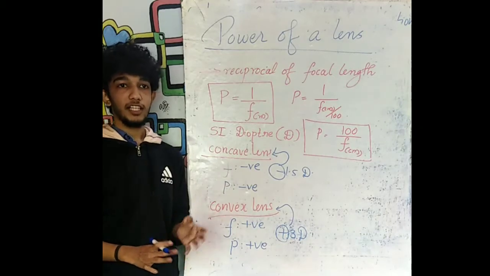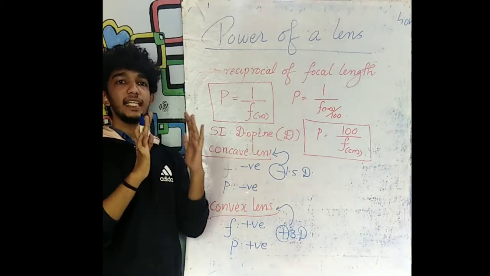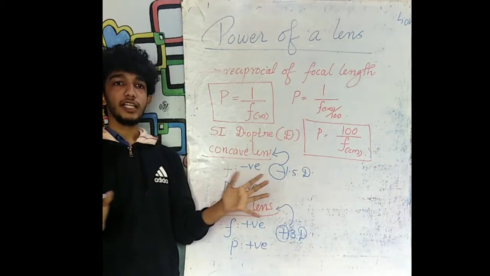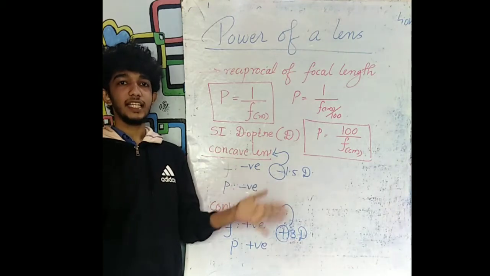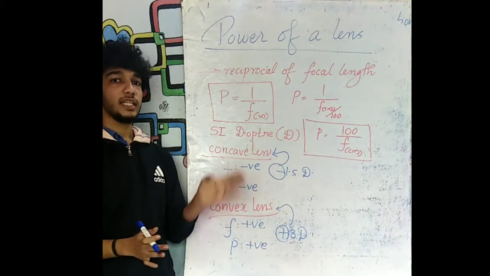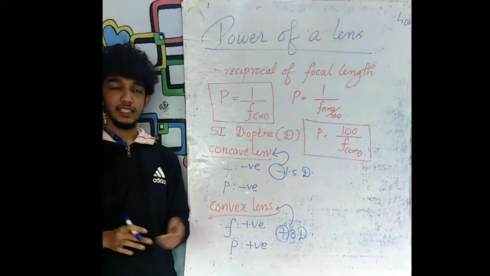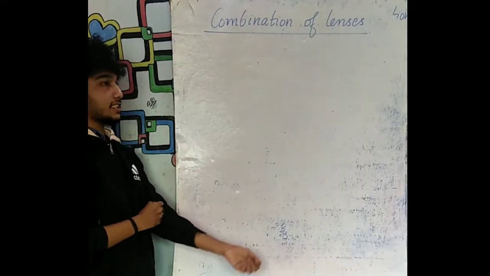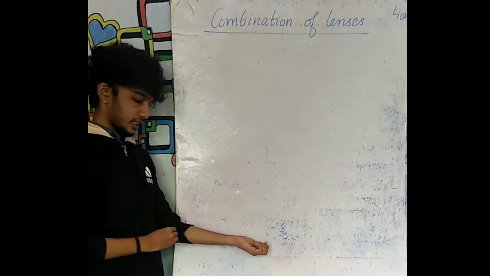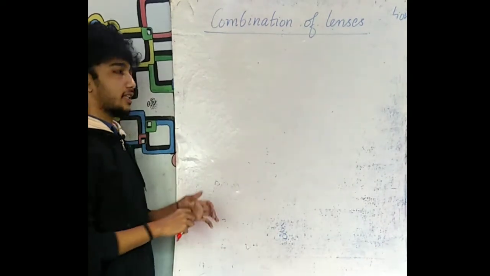This is about power. Now suppose many lenses are combined together or a combination of lenses is taken into consideration, then what about the power, focal length and magnification of such a combination? Let us see. The combination of lenses. Combination of lenses means what? Many lenses are combined together.